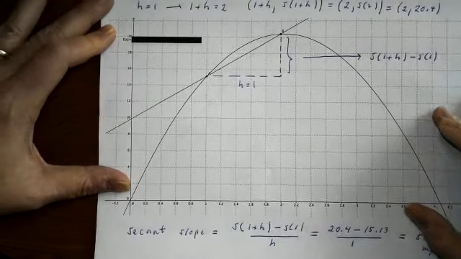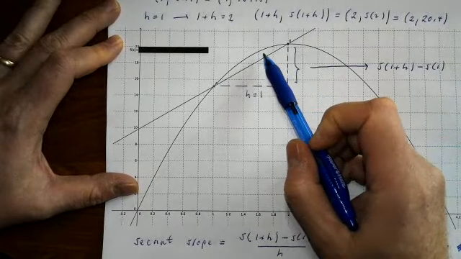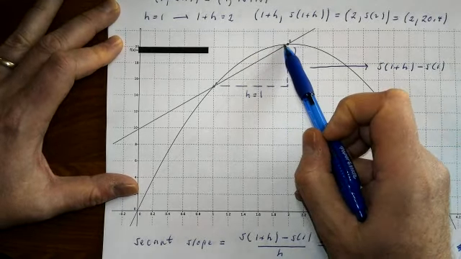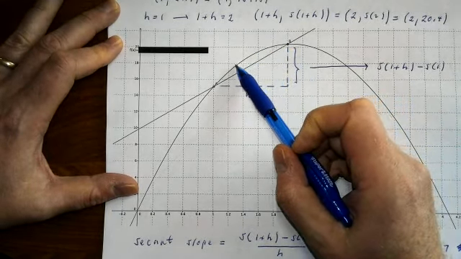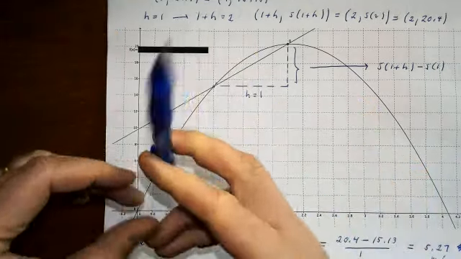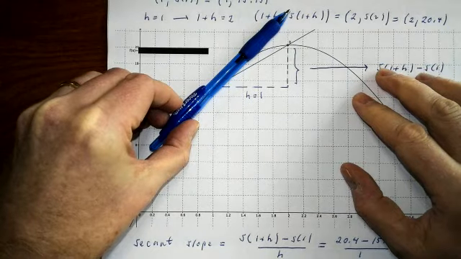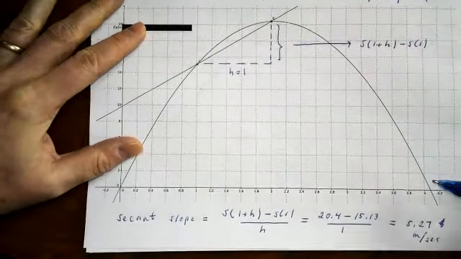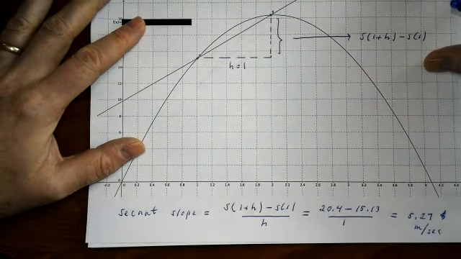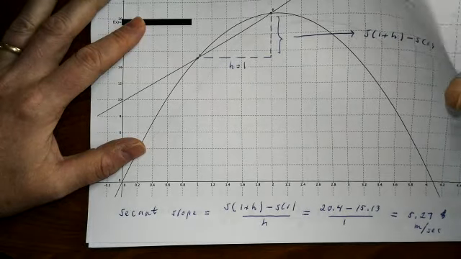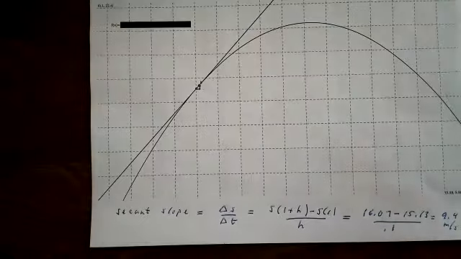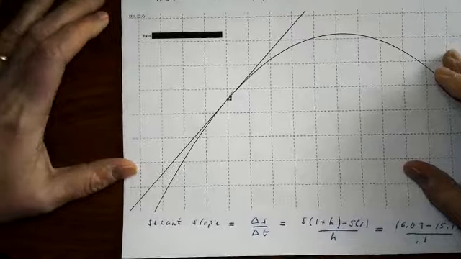Now we're going to look at a smaller value of h. We can see from the graph that if I use a smaller value of h, the point B is going to move closer to the point A, and I'm going to have a secant line whose slope is larger than the one we just computed, which is 5.27. So we're going to go to a very small value of h, 0.1.